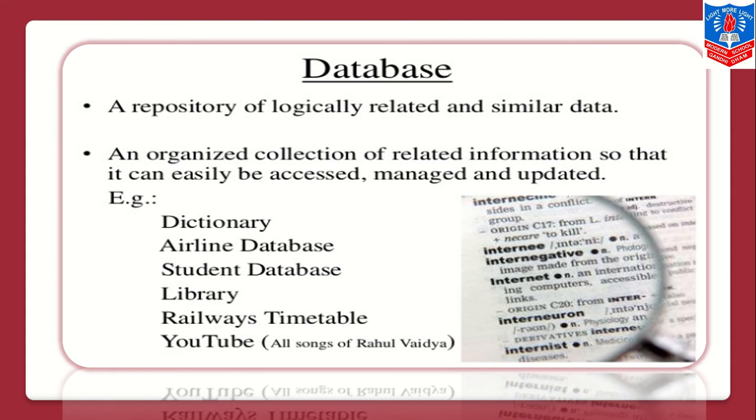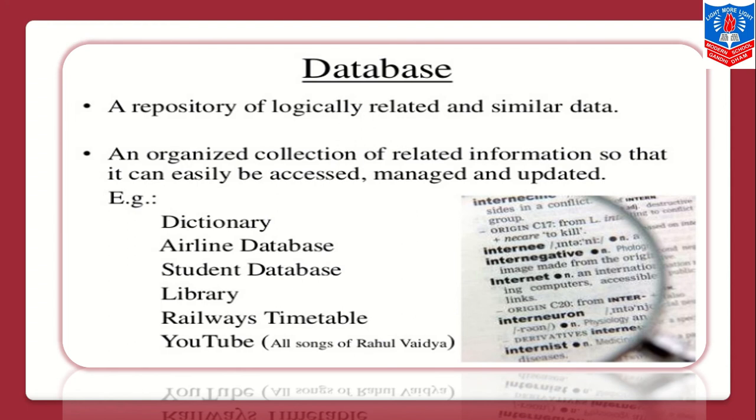Examples: dictionary, airline database, student database. Student database, like your class teacher has the attendance record. The school office has your fees record. Your sports department has your sports record. And your class teacher has your academic records. Got it? So they are related. It's not like I'm searching for my report cards in my school office, or searching for an address in a dictionary. For an address or telephone number, I have to search in a directory or telephone directory, not in a dictionary. Fine, children? So that is related. Access, so that it can be accessed, managed and updated.